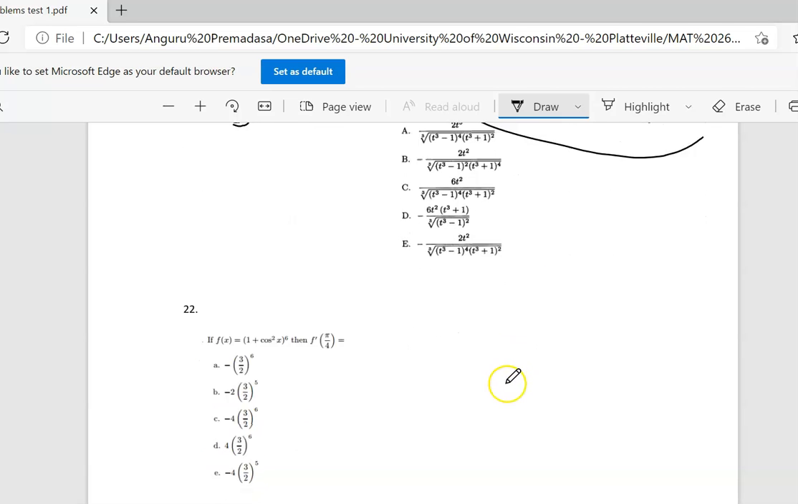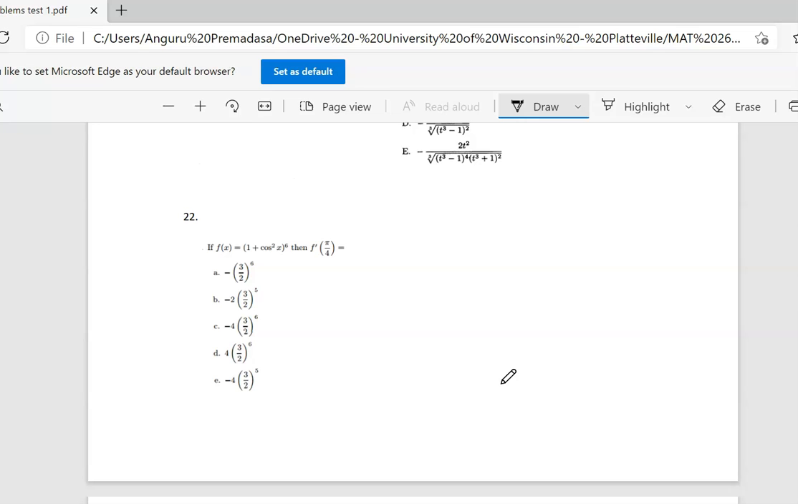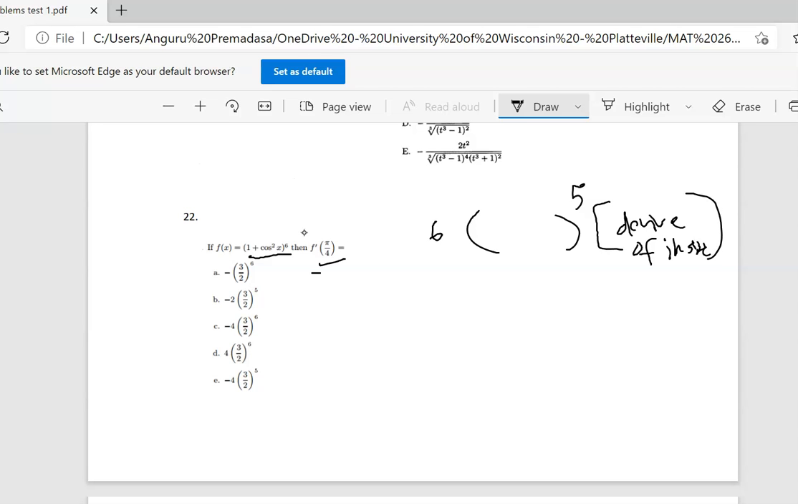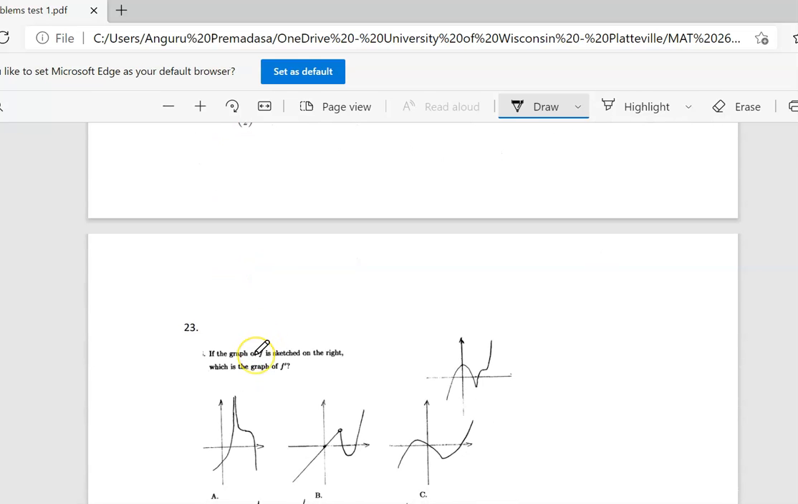A chain rule problem. Once again, here is another chain rule problem. Remember, when you look from outside, you don't see the 1 plus cosine squared, you only see the 6. So you have 6 times 5, and then you multiply by the derivative of the inside. Then you need to plug in pi over 4, for which you need to use the unit circle. Remember the way I told you how to memorize the unit circle, and then plug in. This is an important problem, so make sure that you do it right.